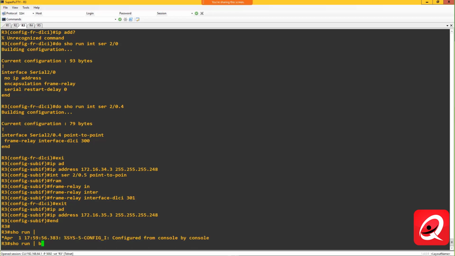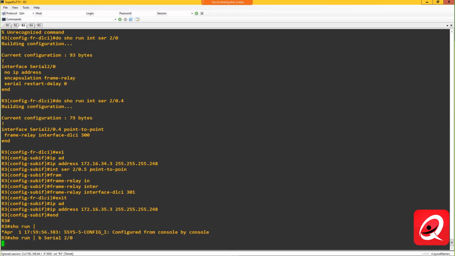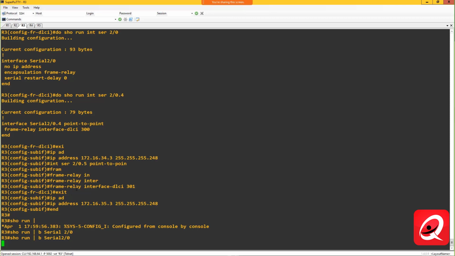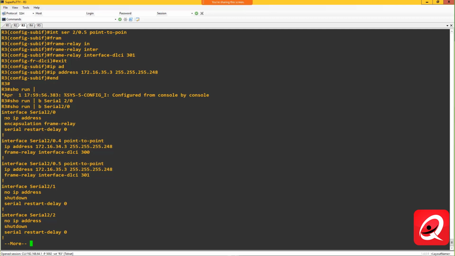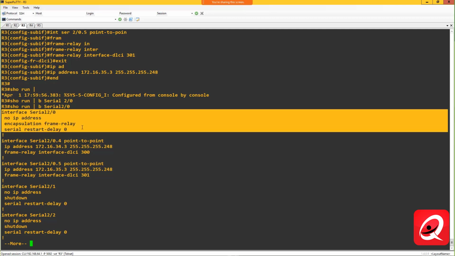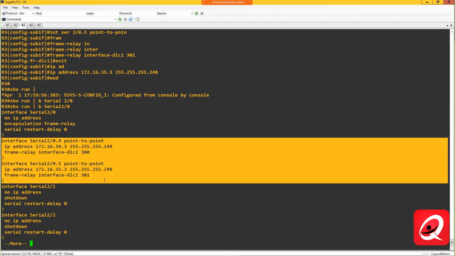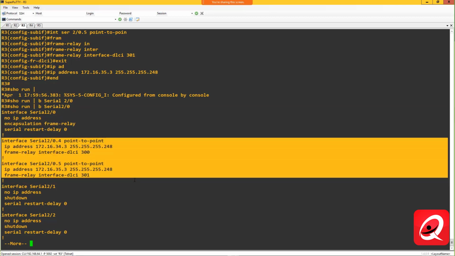So if I do a show run | begin serial 2/0, you will see in this configuration I've got the encapsulation running on my primary interface, which enables frame relay. And then I've created two sub-interfaces, one that has DLCI 300 tied to it, which is then tied to that broadcast domain, and one that has DLCI 301 tied to it, which is in the broadcast domain 35.